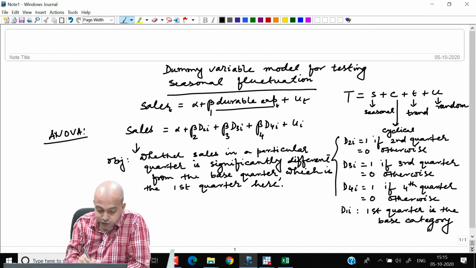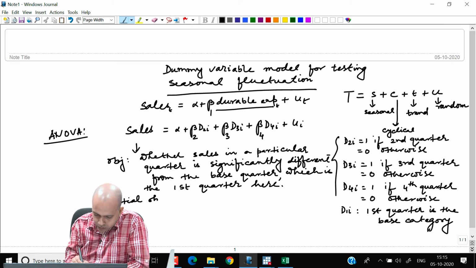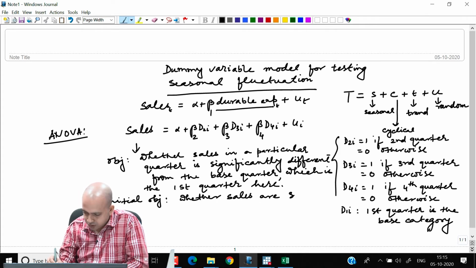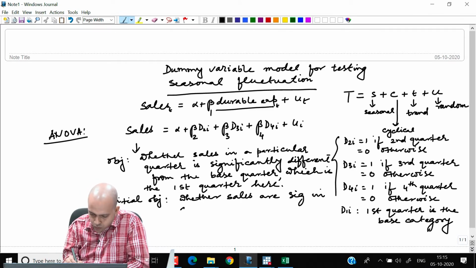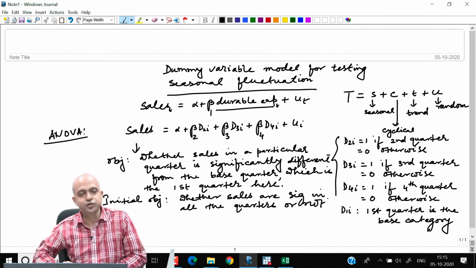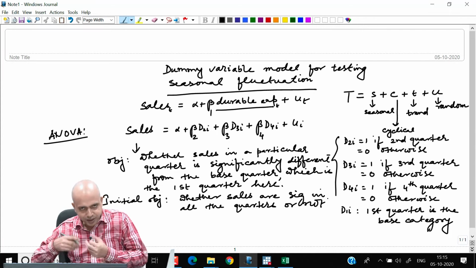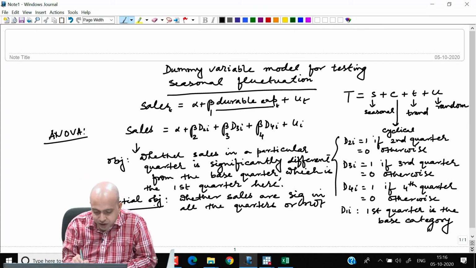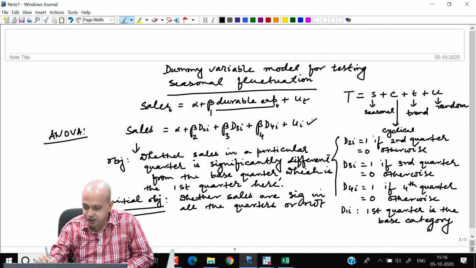But what was our initial objective? Our initial objective was to see whether sales are significant in all the quarters or not. All the quarters or not. So we are not interested in checking the significance of sales in a particular quarter against the base. Now, if this is your objective, then you cannot set this type of model.